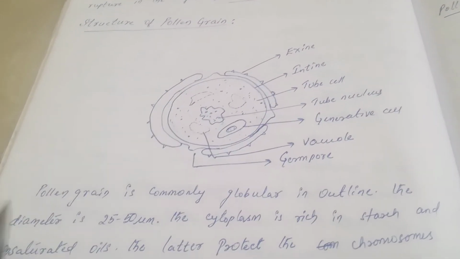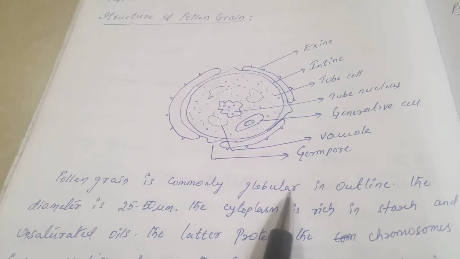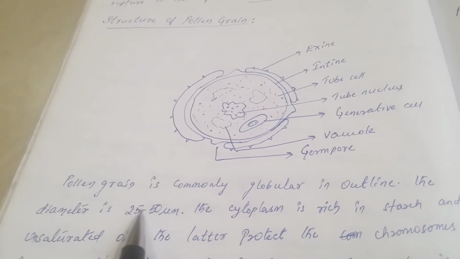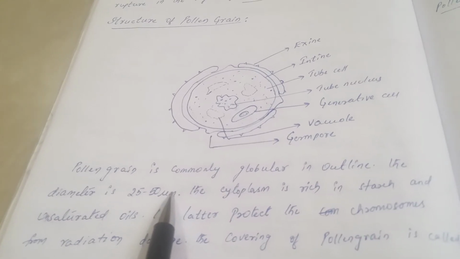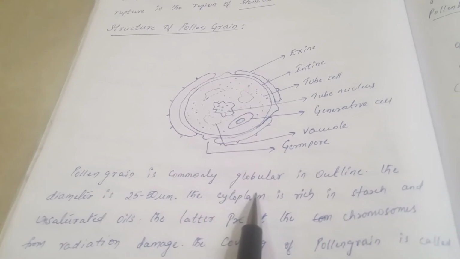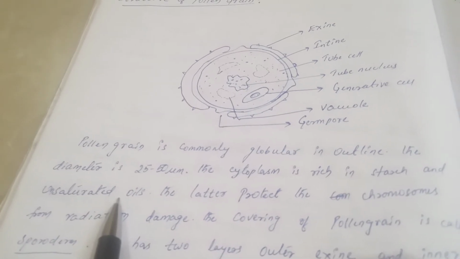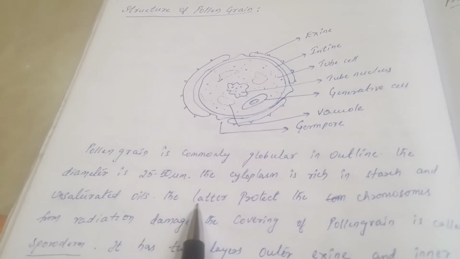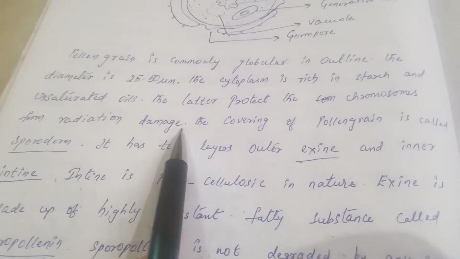So pollen grains are commonly globular in outline. The diameter of pollen grain is 25 to 50 micrometers. The cytoplasm is rich in starch and other unsaturated oils. The latter protect the chromosomes. Unsaturated oils protect the chromosomes from radiation damage.